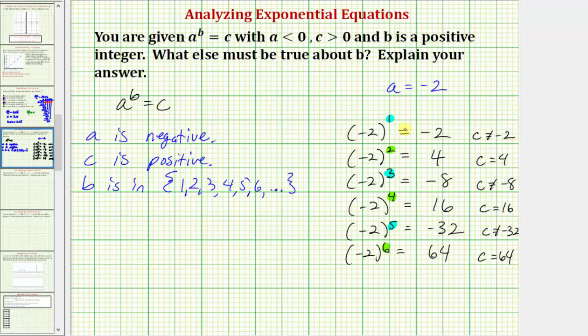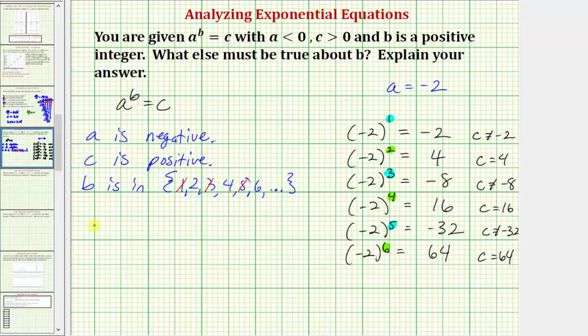So now we know that b can be 2, 4, 6, it cannot be 1, 3, 5. So looking at our positive integers here, we know b can't be 1, 3, or 5, but it can be 2, 4, or 6. So from here, hopefully we can recognize that b must also be even, because a negative number raised to an even power is positive.